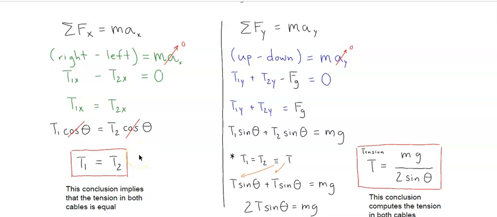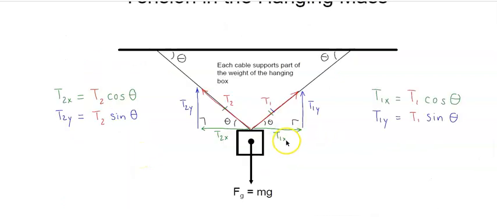Let's just take a look at the diagram. What we're seeing is the green T1x being equal and opposite to the green T2x. Since the object is not accelerating to the right or to the left, the T1x and the T2x are a type of tug of war. No one is winning. These two are equal and opposite.